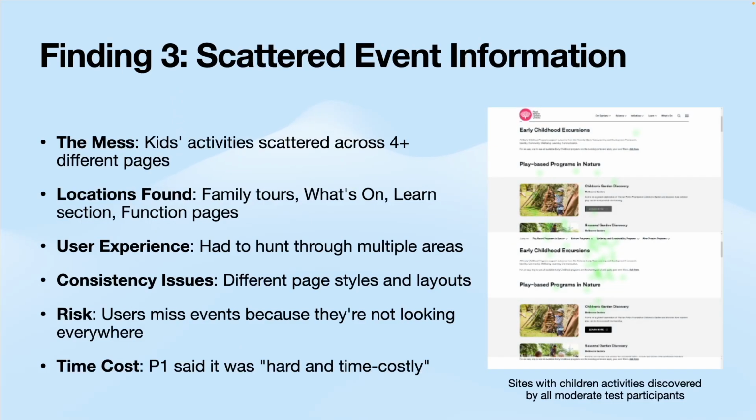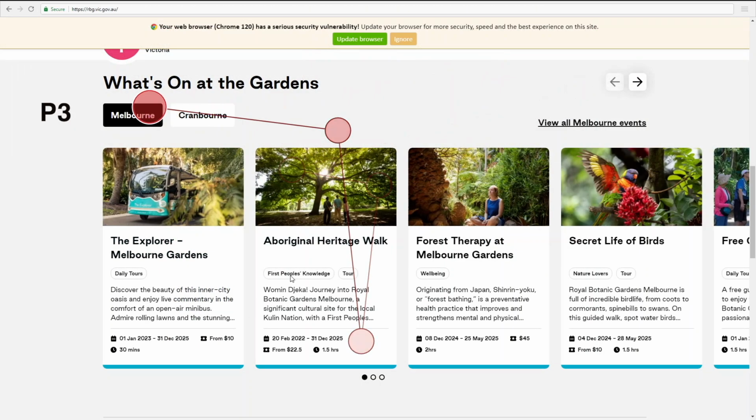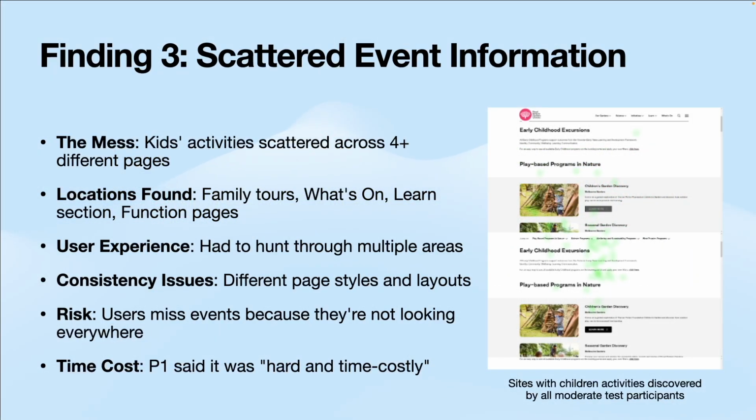Finding 3 reveals that event information is distributed across multiple pages. Kids activities are scattered across 4 different locations, and family tours were in the visit section, learn section, and function pages. Overall, for the whole process, I think it's maybe a little harder and time costly. Users had to hunt through multiple areas with different page styles and layouts. This creates a risk that users will miss events and increases time cost significantly.